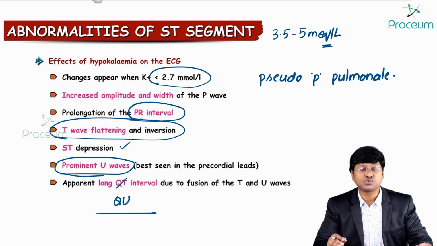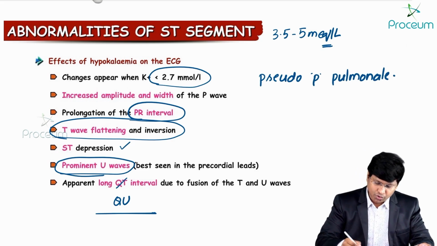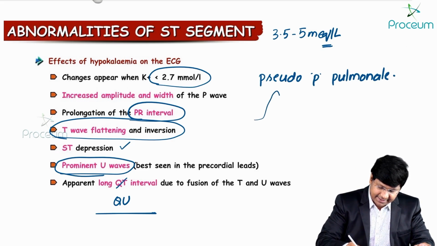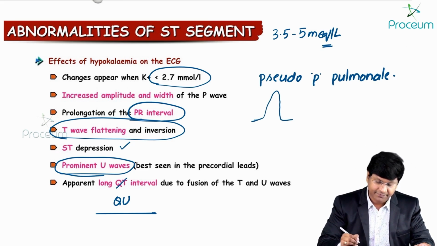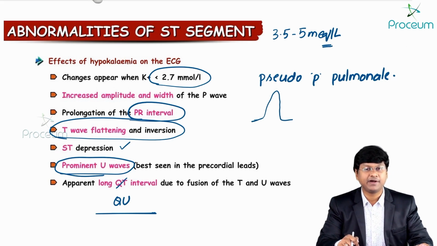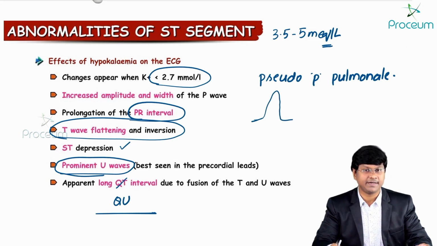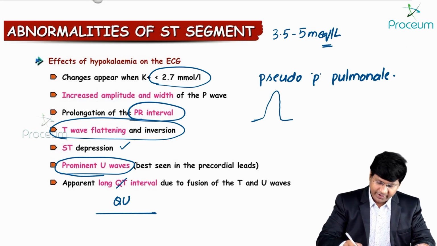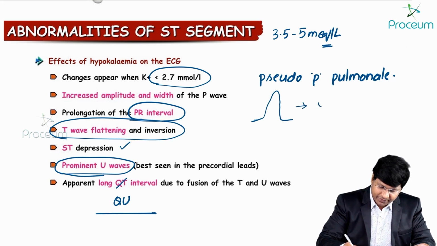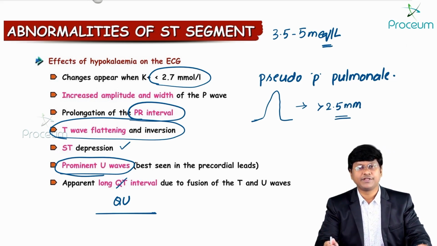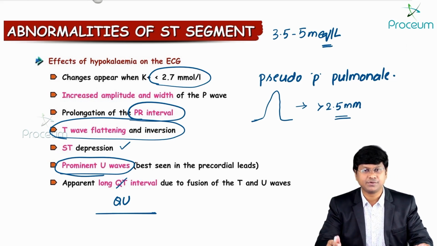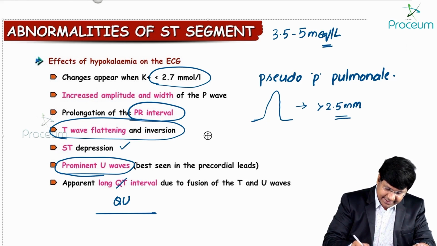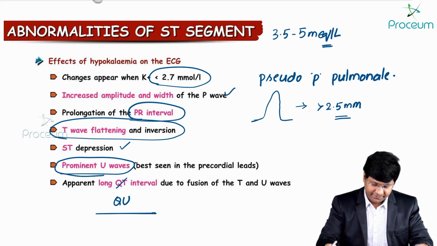Right, they have what is called pseudo P pulmonale. So pseudo P pulmonale is an increase in the amplitude of the P wave. The same point I discussed when I was discussing the abnormalities of the P wave also, where the amplitude of the P wave will be more than 2.5 mm in the limb leads. Okay, so there will be an increase in the amplitude of the P wave.